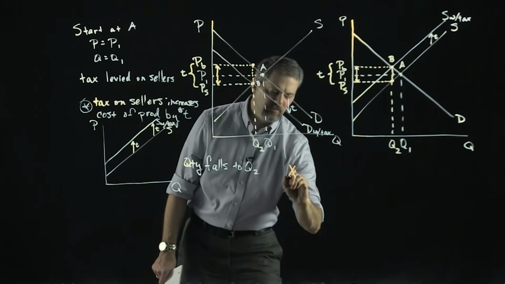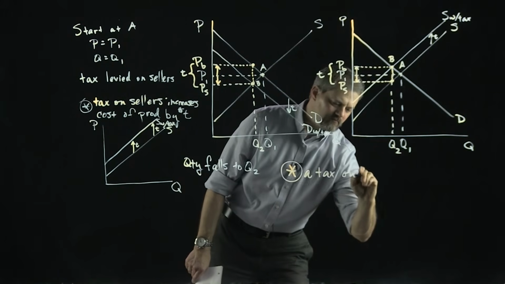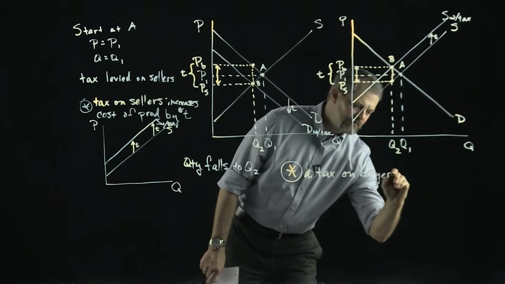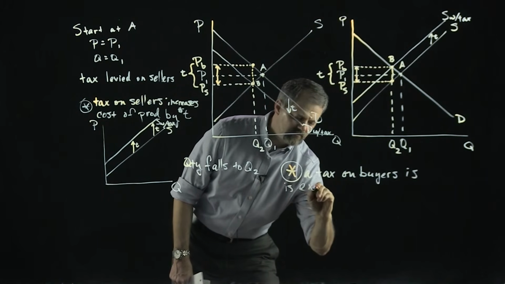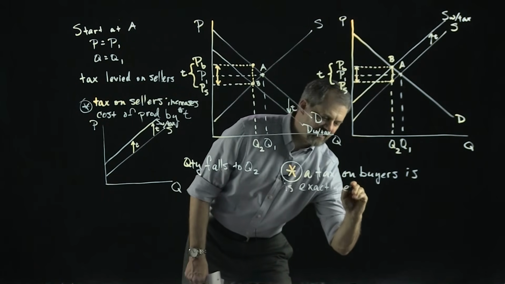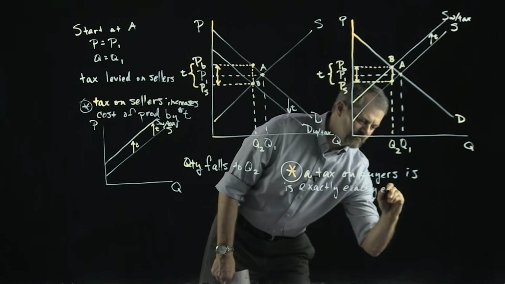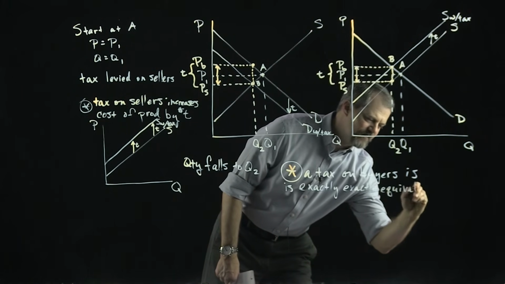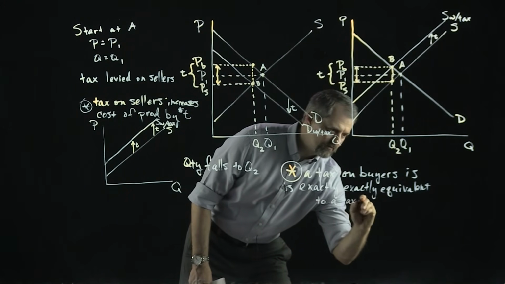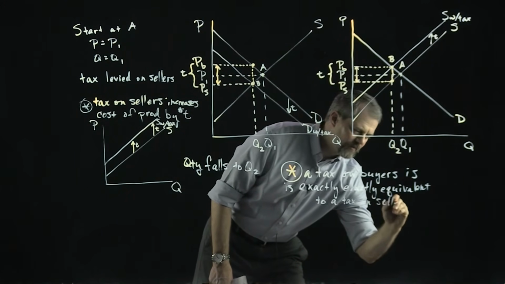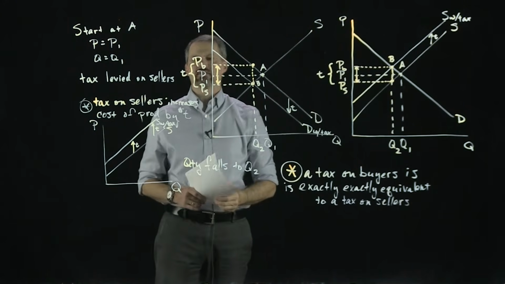And this is extremely important. A tax on buyers is exactly equivalent to a tax on sellers. That is very important. Tax on buyers is exactly equivalent to a tax on sellers.